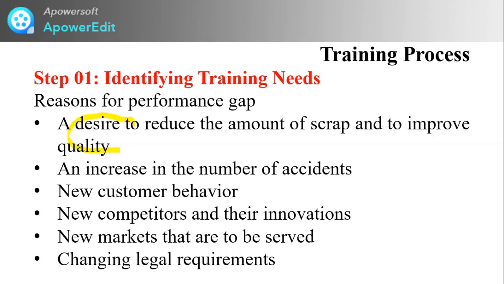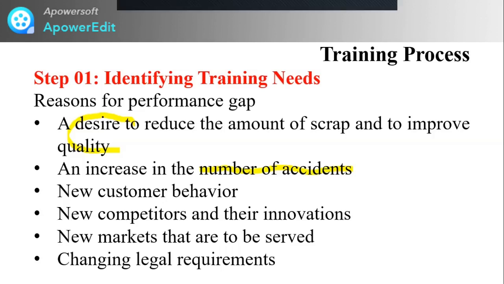Then, an increase in the number of accidents. The company's accident rate is going to increase. Company management analyzes the reasons, identifies them, and introduces new methods, new tools and new systems to reduce accidents. Then we need to offer the training program.